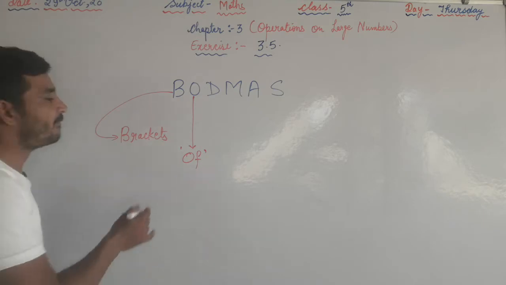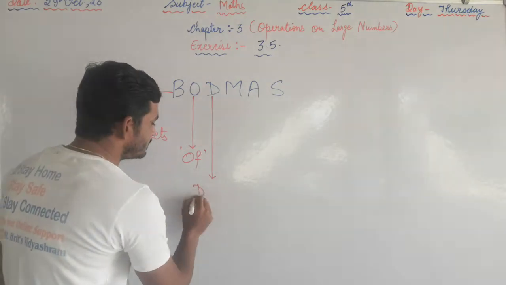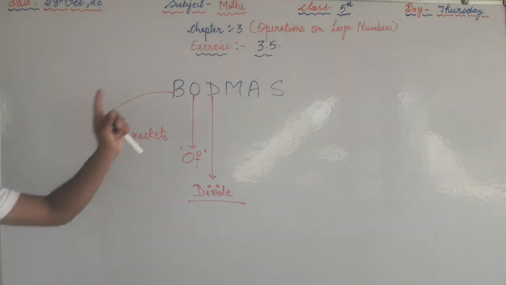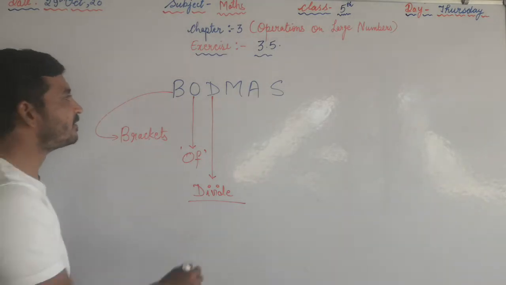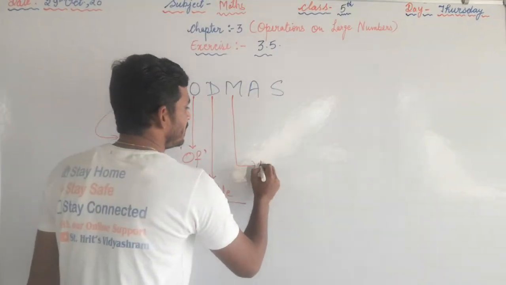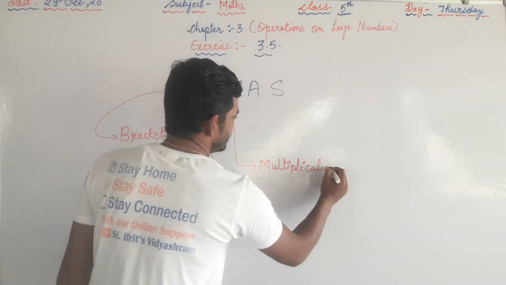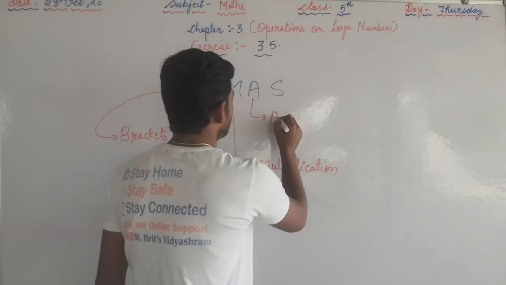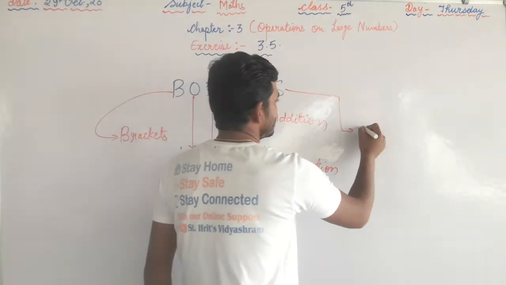Then after removing the brackets, you have to divide. If division, multiplication, addition and subtraction are all there, first of all you have to divide the numbers. After division, you have to multiply the numbers. Then after that addition, and at the end you have to subtract the numbers, subtraction.